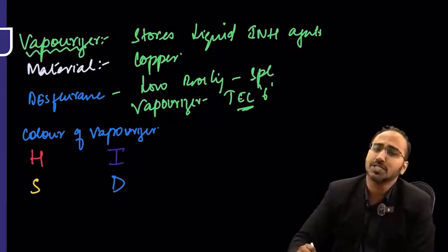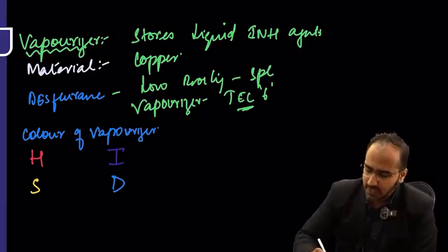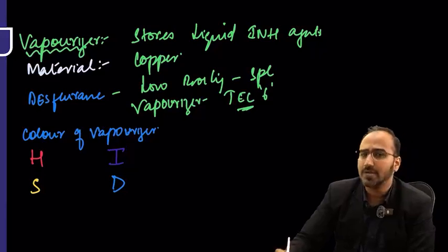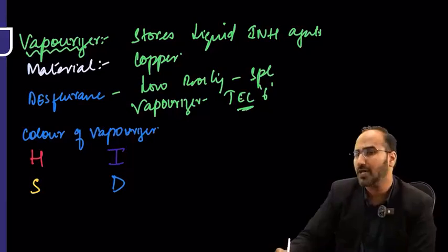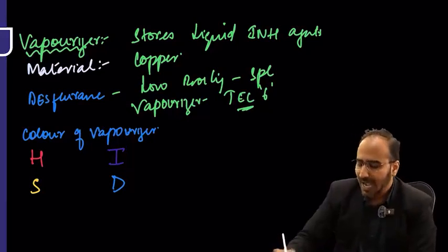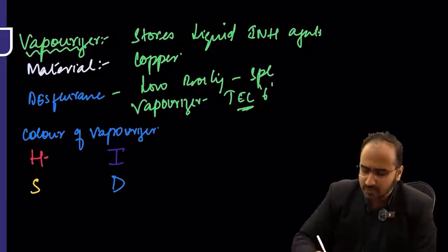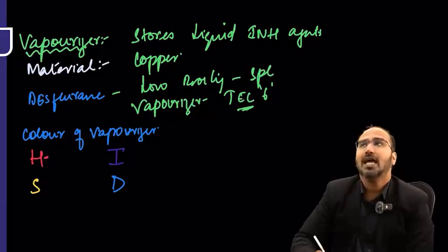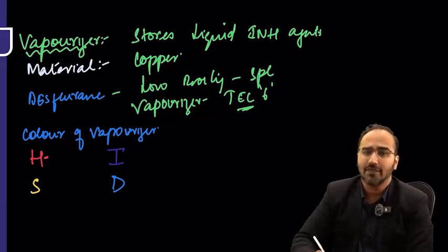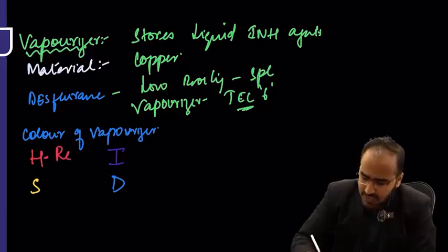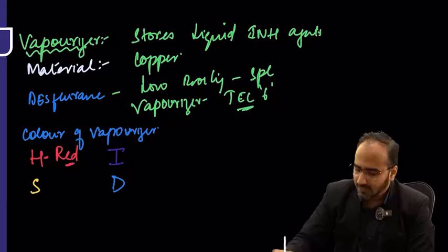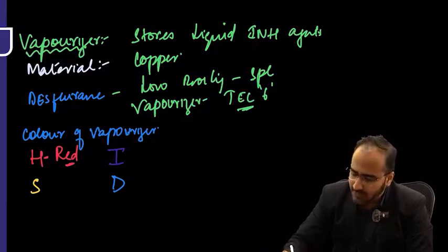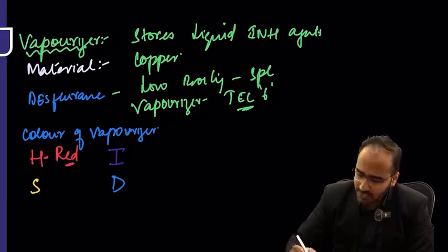Now guys, there are some colors of vaporizers that we need to remember. Once again, the agents that are commonly used are HISD. H stands for halothane, I is for isoflurane, S for sevoflurane, D is for desflurane. Okay. Halothane, what is the color of the vaporizer of halothane? Halothane, hellfire is red in color, so it is red. Whereas isoflurane, what is the color of the vaporizer of isoflurane? It is purple in color.